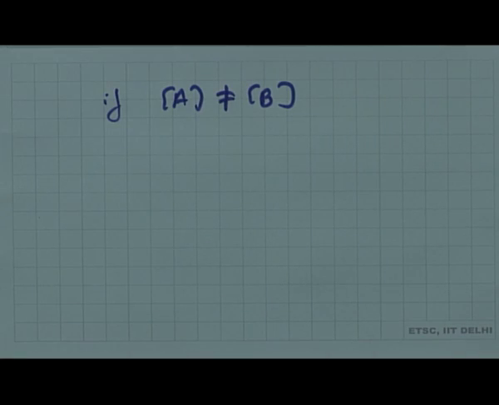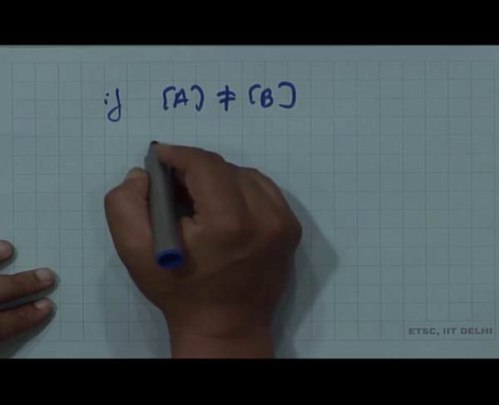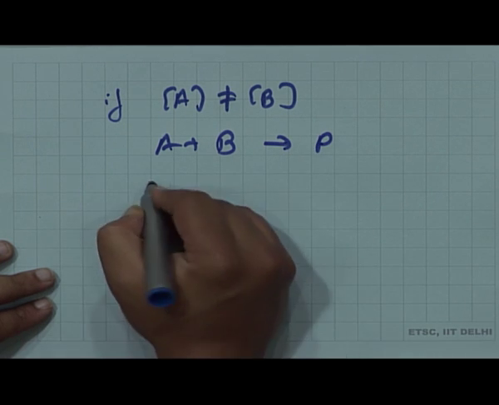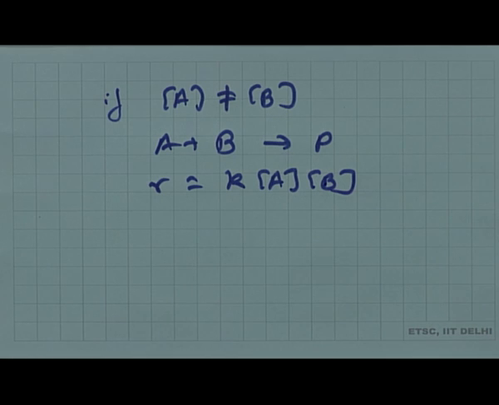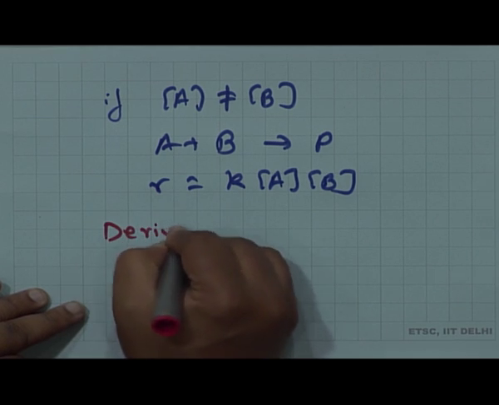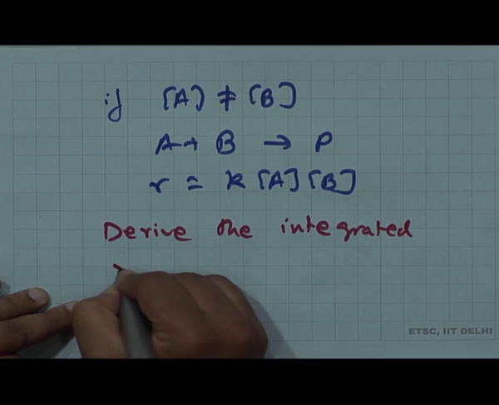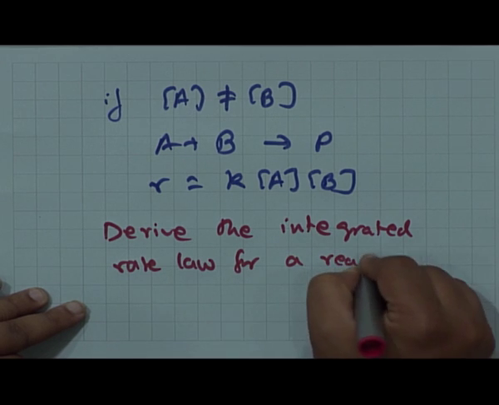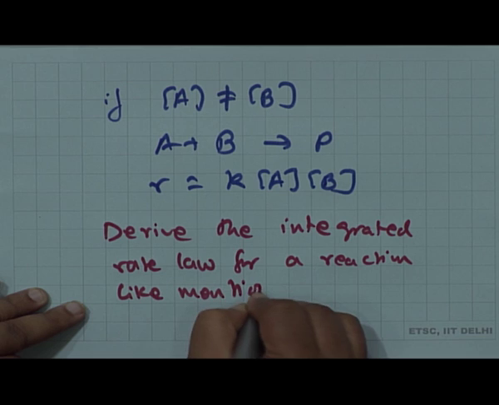So, my question to you is, under these conditions where you are given that concentration of A is not equal to concentration of B, and that the reaction is of the type A plus B going to P, and that it is a second order reaction following this rate expression or rate law: derive the integrated rate law for a reaction like the one mentioned above.